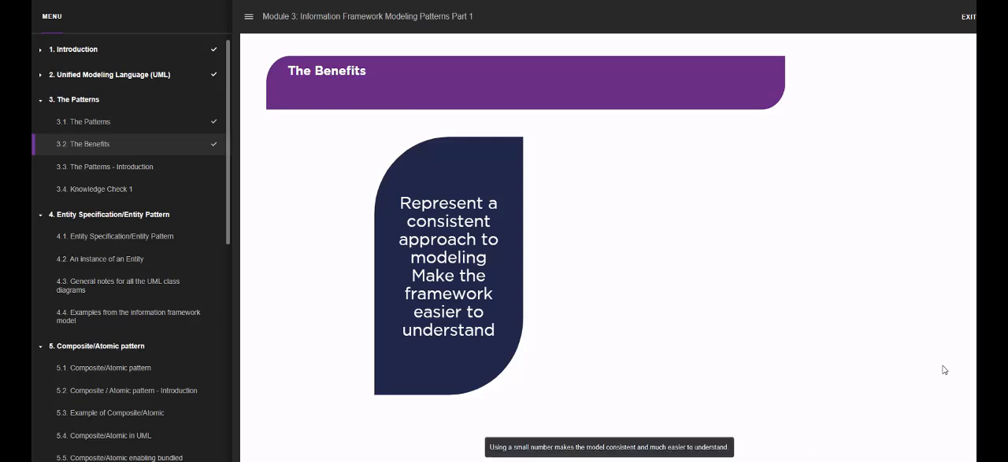Using a small number makes the model consistent and much easier to understand. You only have to learn about the 5 used. Using patterns represents a consistent approach to modelling rather than having no patterns at all. Similar business requirements would most likely be modelled differently, making the model harder to understand. How consistent and easy to understand would a model be that used 10 or more patterns?